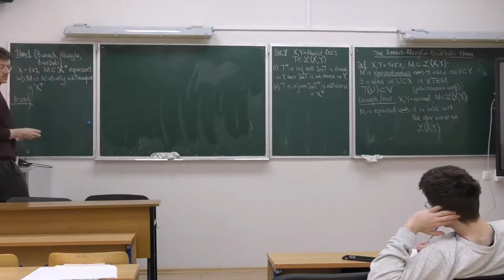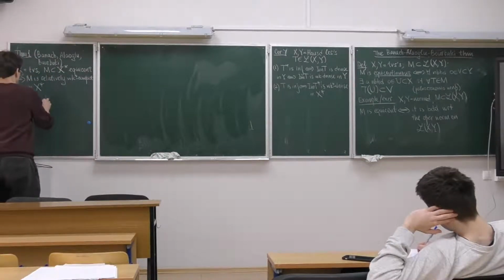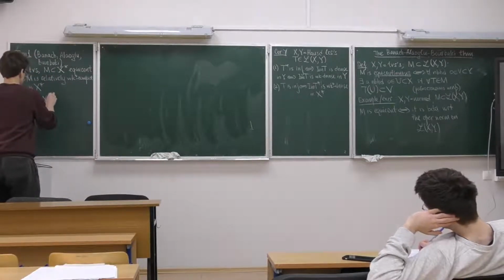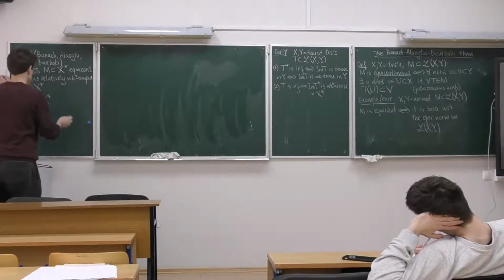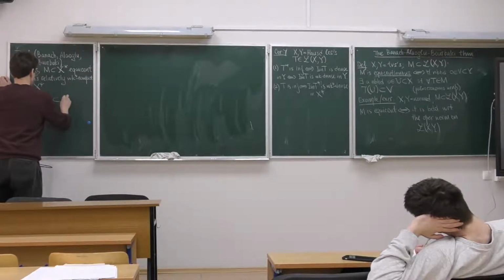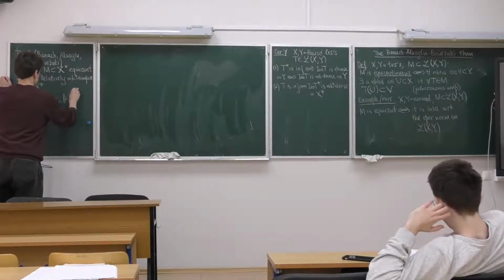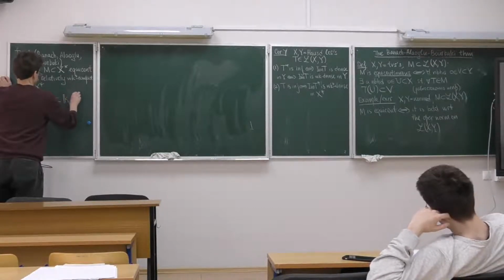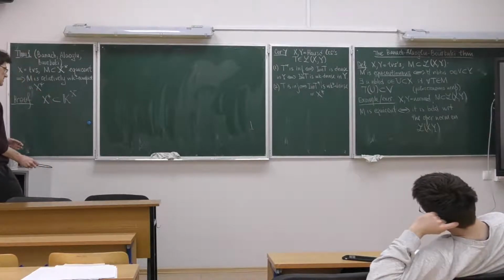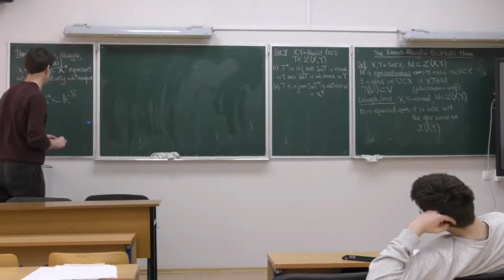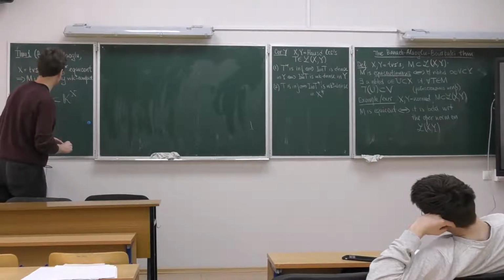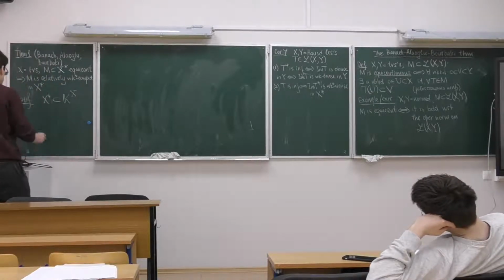So to prove this result, we look at the dual, and we consider the dual as a vector subspace in the space of all k-valued functions on X. Here, as usual, bold k denotes the base field, which can be either the field of real numbers or the field of complex numbers.